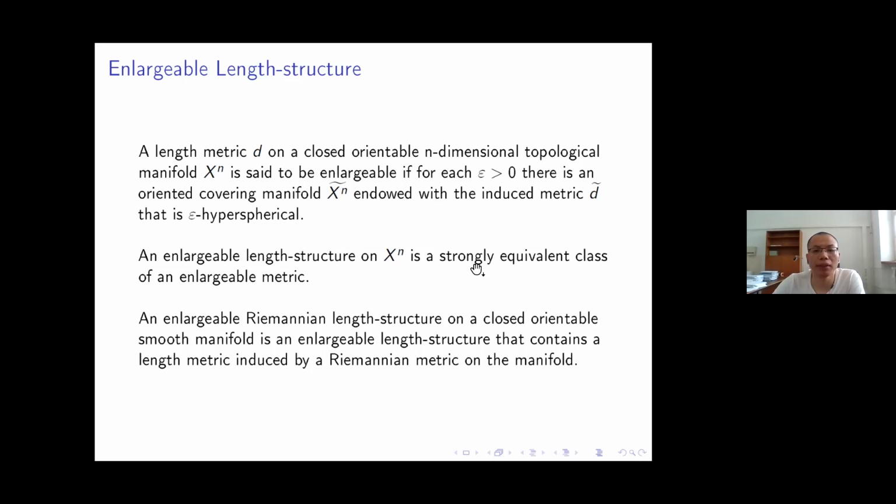That's why I mentioned that each length metric induced by a Riemannian metric are strongly equivalent to each other. And an enlargeable Riemannian length structure on a closed oriented smooth manifold is an enlargeable length structure that contains a length metric induced by a Riemannian metric on the manifold.